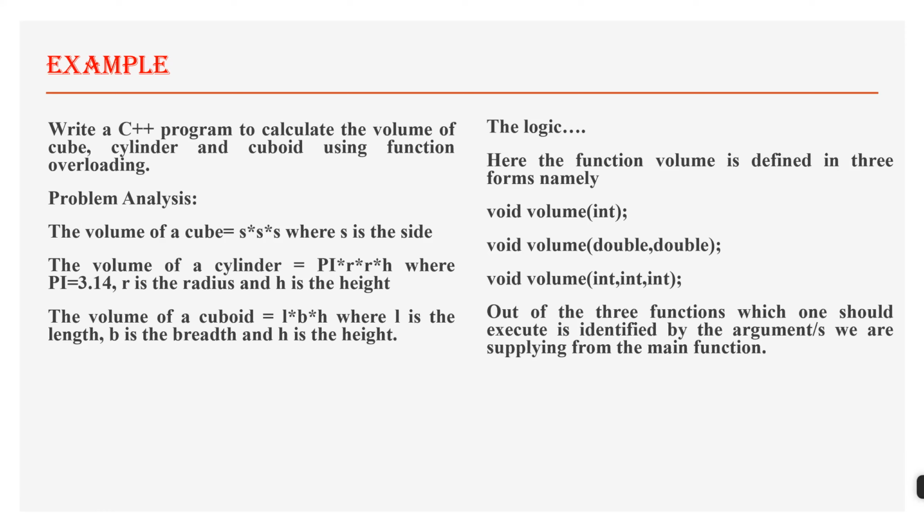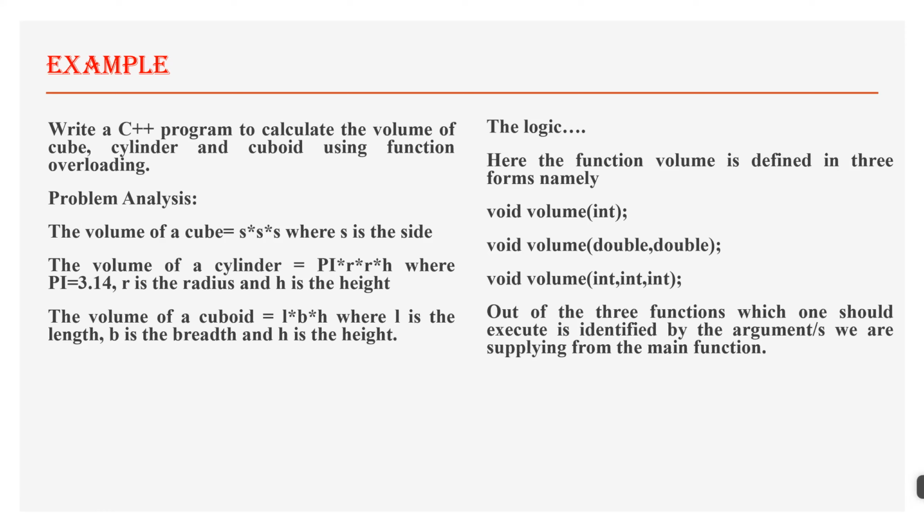Now coming to the second one. Here also I am using the same name of the function called volume, but here I am taking two arguments. What are the two arguments? R and H are the two arguments, where R is the radius and H is the height. So then I can use a different formula to find the volume of a cylinder.